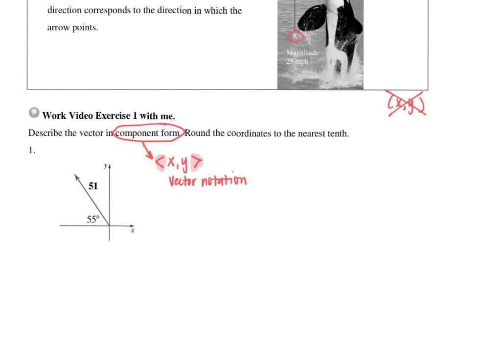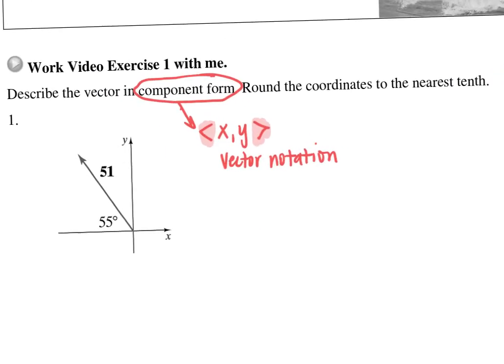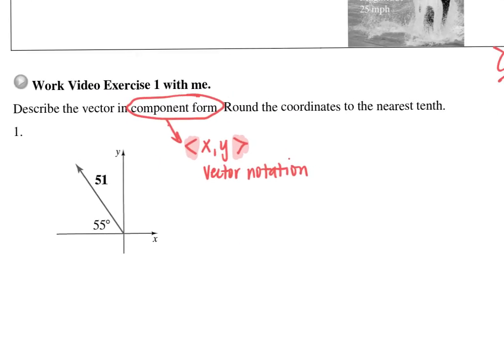Remember that the magnitude and the direction of the vector correspond to the distance and direction of <x, y>. So let's take a look at what that means. All right, we have here a coordinate grid. We have here a vector. This is the vector right here. And our job is to describe the vector in component form, then round our coordinates to the nearest tenth.